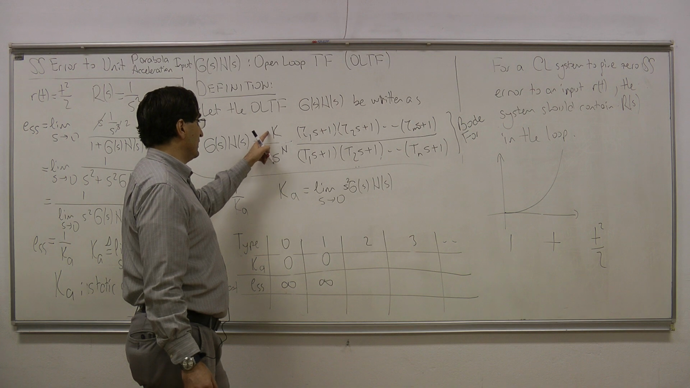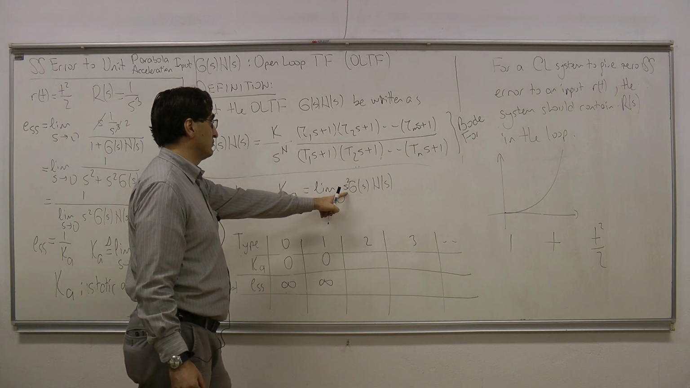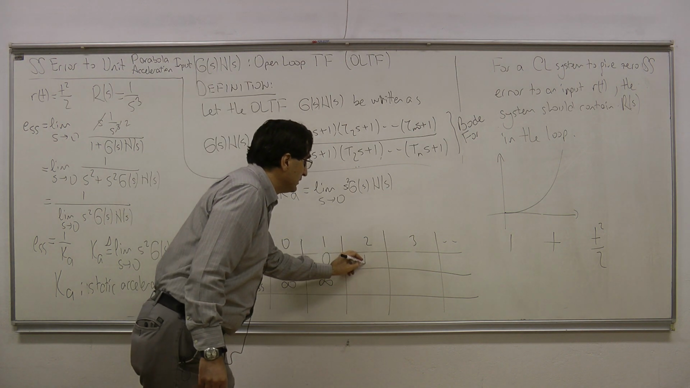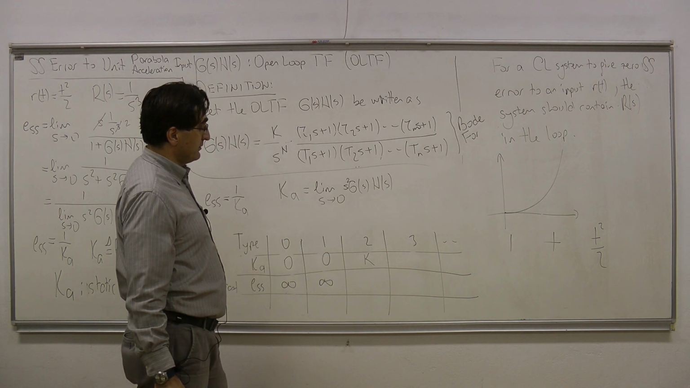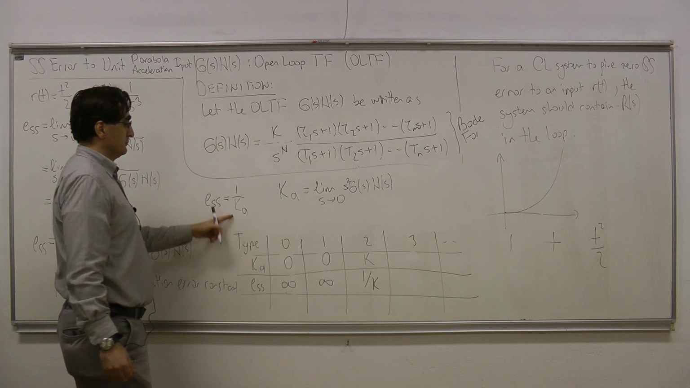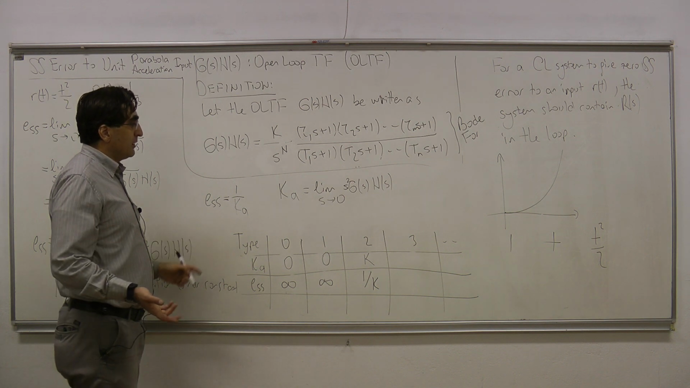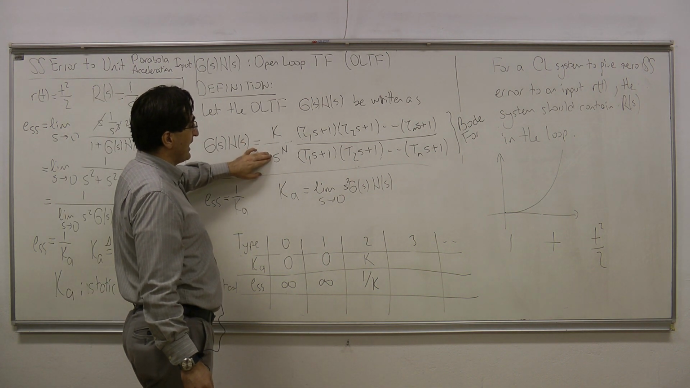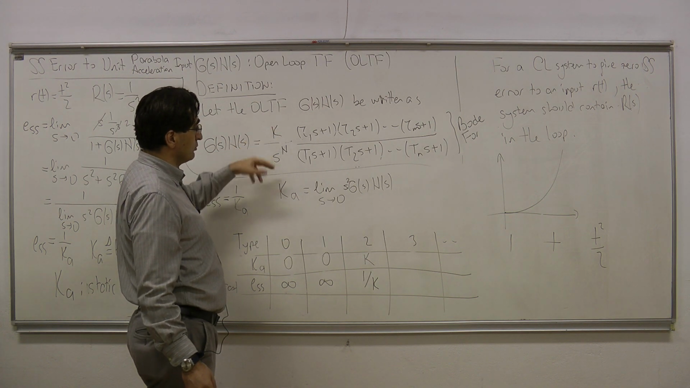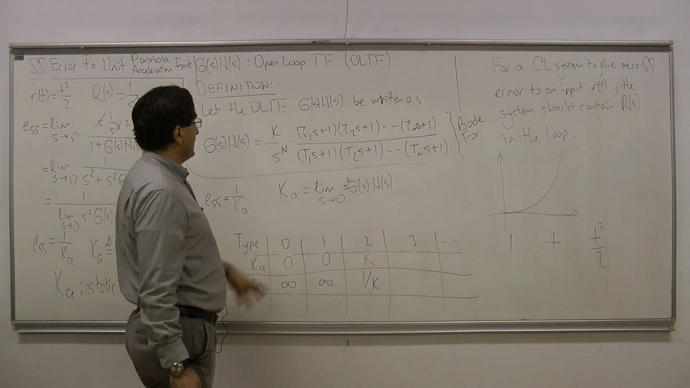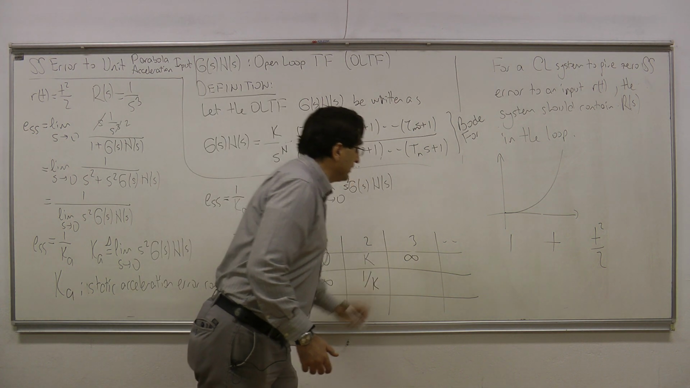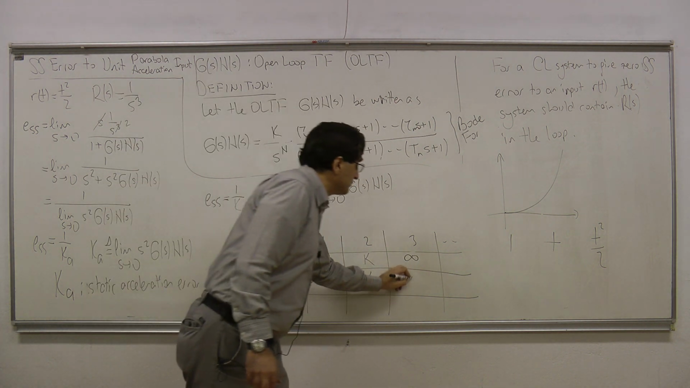Type 2 system would have k over s squared, multiplied with s squared, so the denominator and s squared cancel. So I would have the limit k, so Ka is k, and the steady state error is 1 over k because of this. And for a type 3 system, I would have k over s cubed, multiplied with s squared, then I would end up with k over s here. Take the limit of k over s as s goes to 0, Ka is going to be infinite, and steady state error would be equal to 0.